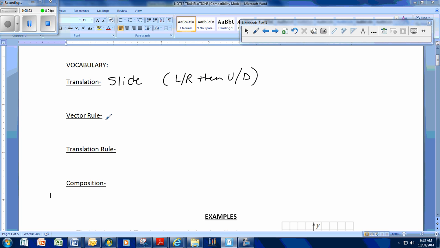Each translation has a rule. There's two types of rules. There's a vector rule, which looks like this. For example, if that vector rule said 2, -3, that would mean that the shape slides to the right 2, and then the second number would be down 3.